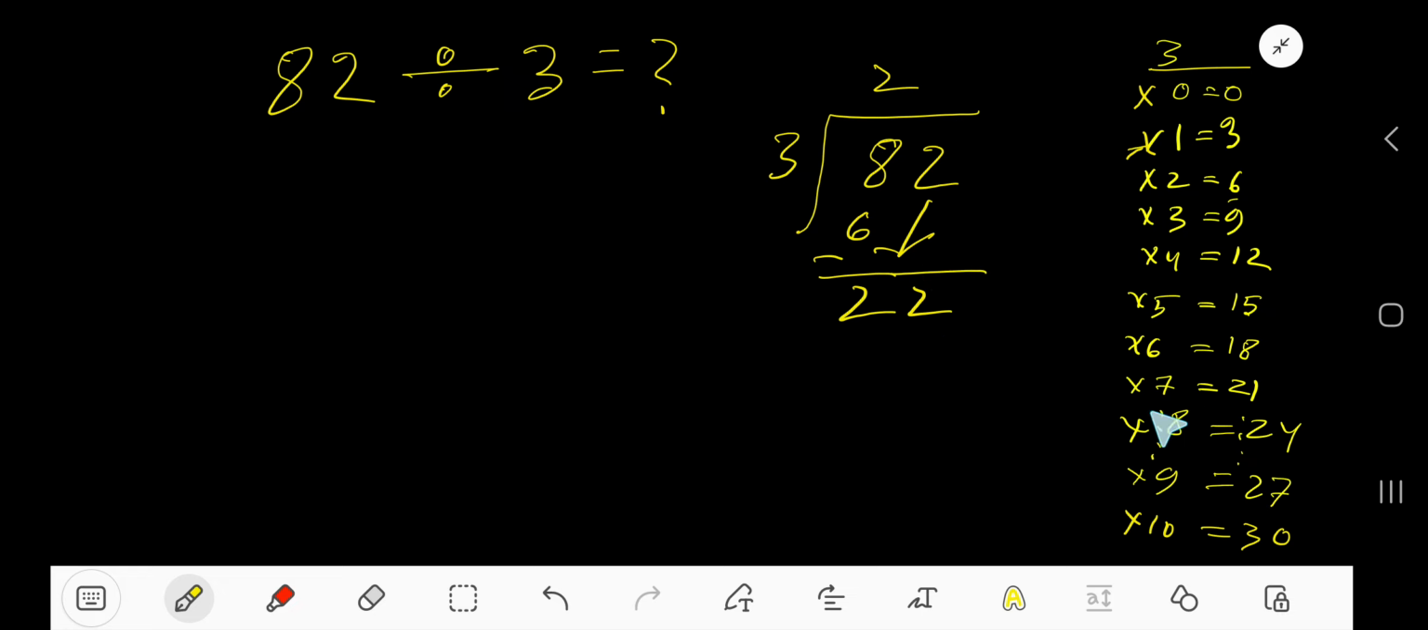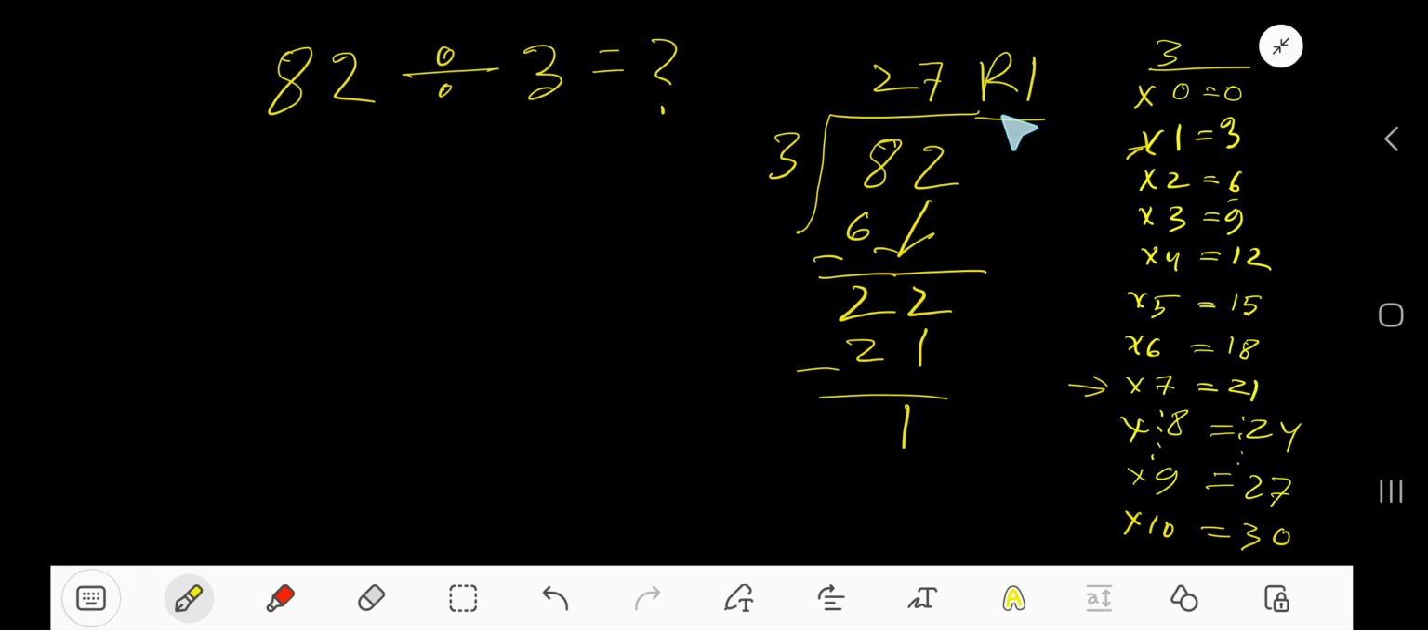3 goes into 22 how many times? 8 times 3 is 24, which is greater, so 7 times, write 7. 7 times 3 is 21, subtract, 1. So 27, remainder 1 is your answer.